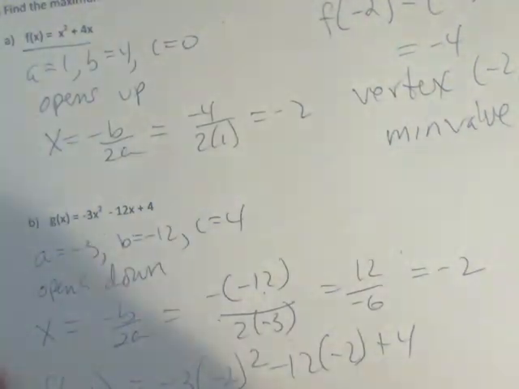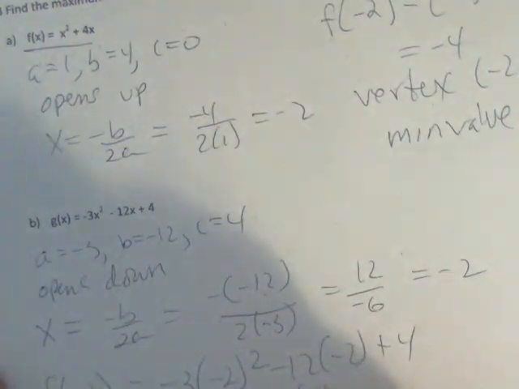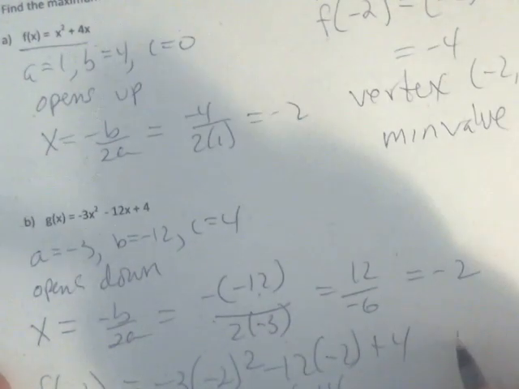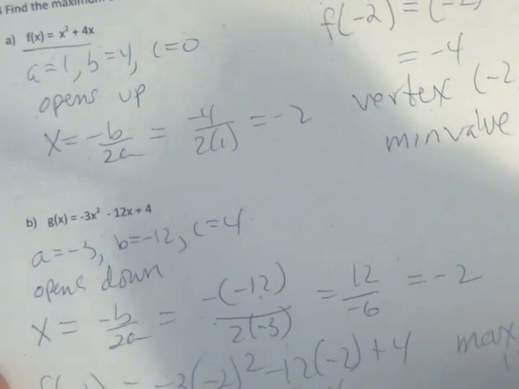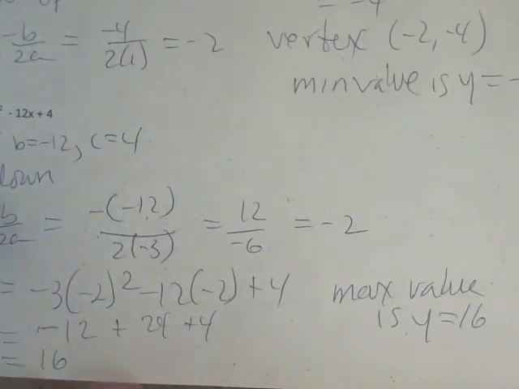So that's negative 12, 36, looks like 40. Let me double check that. So negative 12, no it's not 40, plus 24, plus 4 is 16. How about that one? So my max value is y equals 16. Okay. So there you go. Like I said, we've got two forms to look at for the vertex, and either one of those has its advantages and disadvantages. So we will talk more about this the next time we meet.